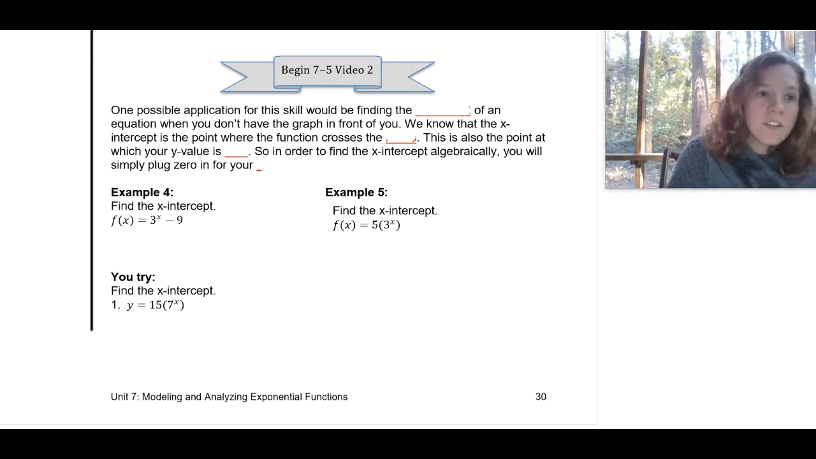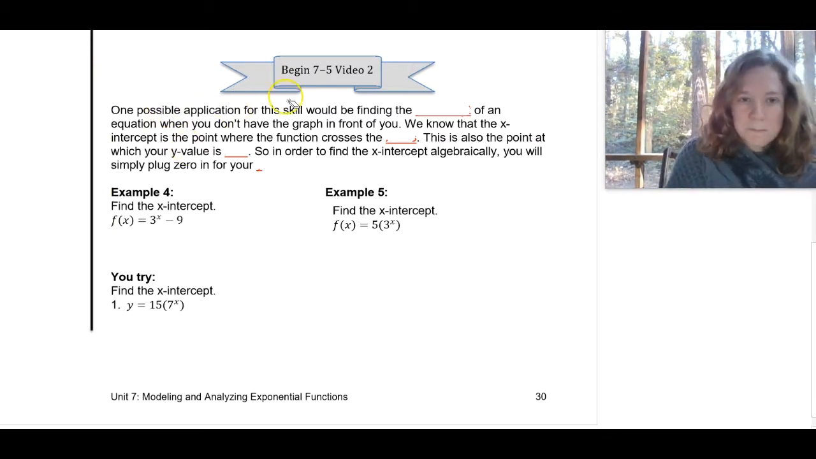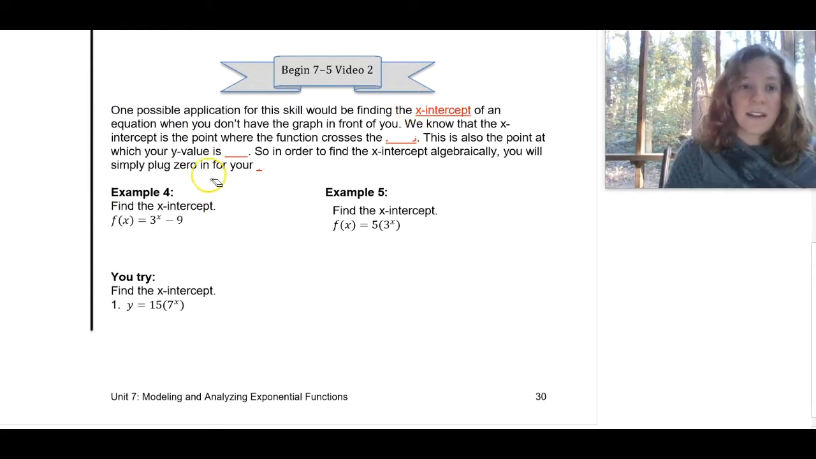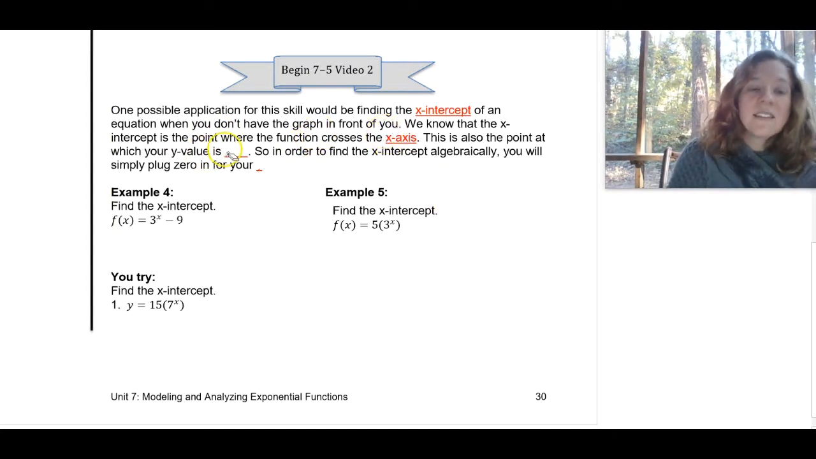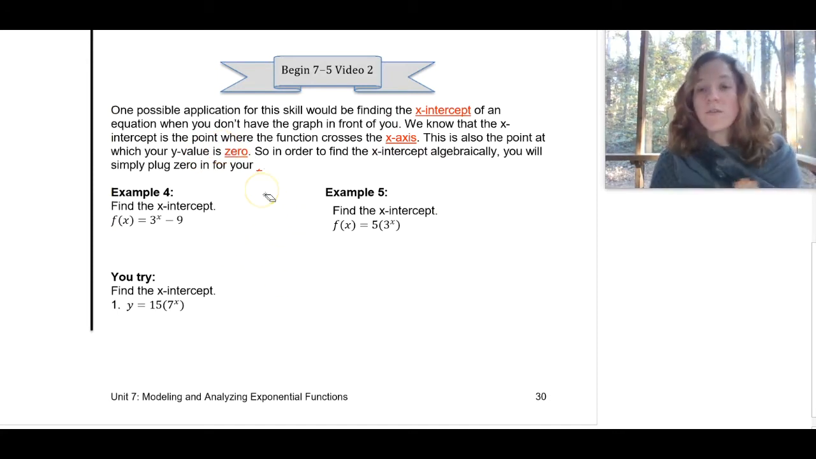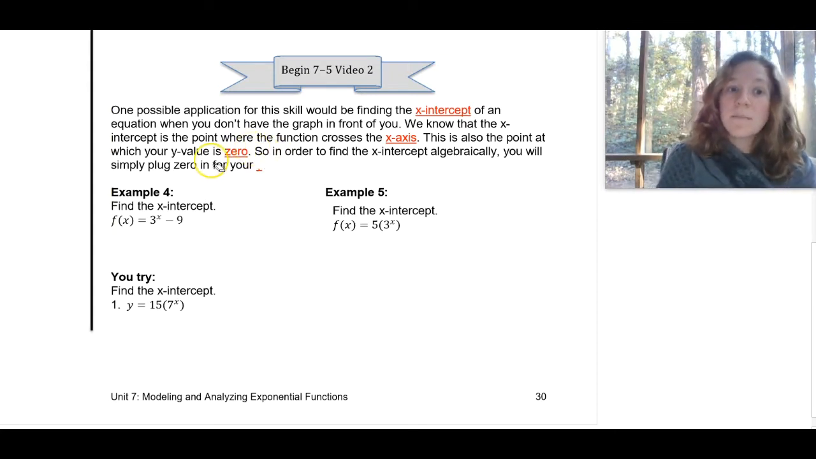So all we would have to do, well, first let's fill in these notes. One possible application for the skill of solving these would be to find an X-intercept. You know the X-intercept happens when the function crosses the X-axis. This is also the point when your Y value is 0. So, in order to find the X-intercept algebraically, I'm finally teaching you how to do it, you will simply plug 0 in for your Y.